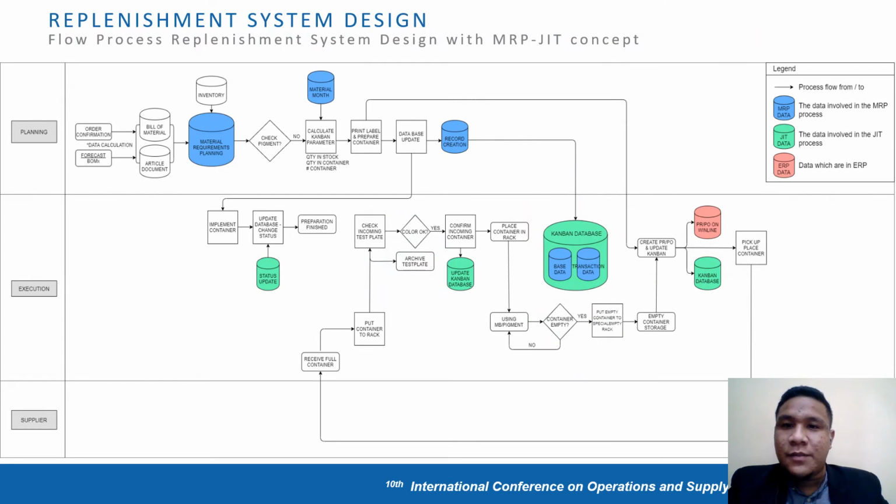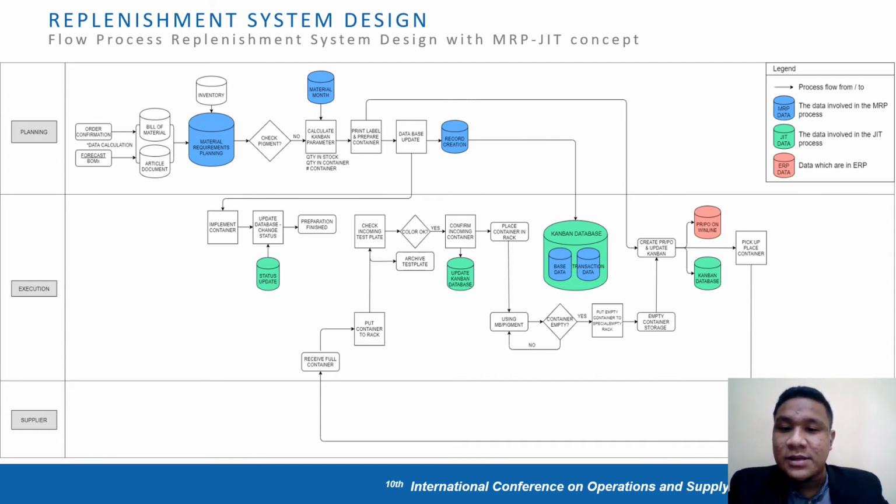Okay, you can see on the picture there are three sections in the replenishment process flow system designed with the MRP-JIT. To make it short, first is the section using the MRP concept that can improve the inventory process in terms of planning. And then the second section is the execution. In here, JIT accelerates the inventory process in terms of operational implementation in the field.